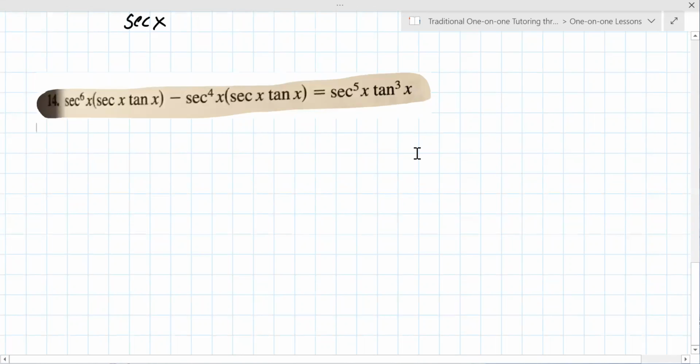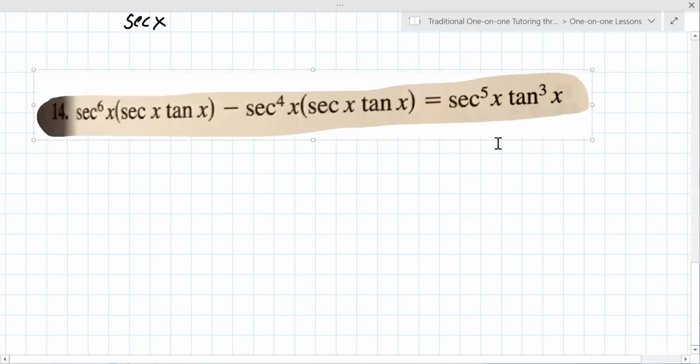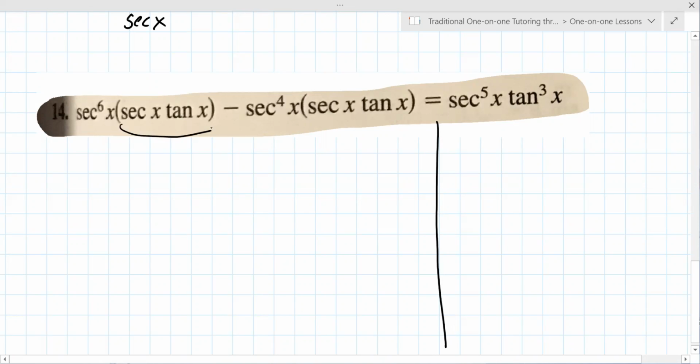All right, so 14, my opinion is that the left side is more complicated than the right-hand side. I would definitely agree. There's a lot here: secant to the power of 6, secant to the power of 4. You probably already see that these are the same in both.